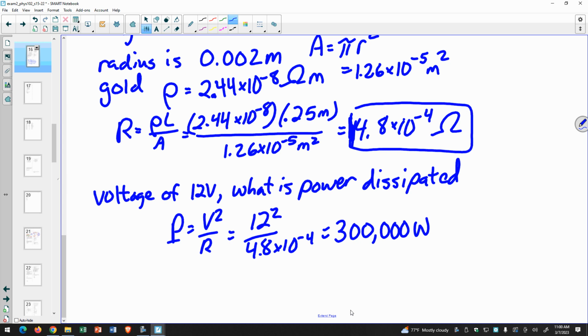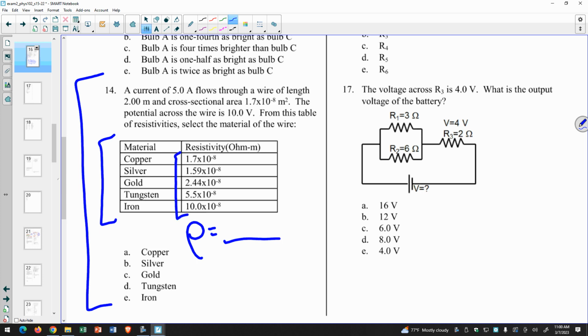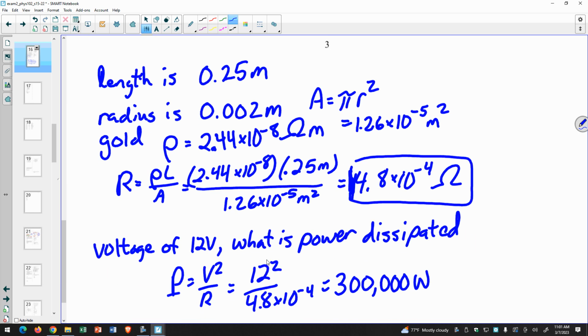You'll have one, I'm pretty sure. I give it on every test, like number 14. But in this case, you have to solve for the resistivity, and you find whatever the resistivity is, and then you go through this table and figure out what the material is. The only equation on that whole problem is that we have to know the area. I give you all the other stuff, but I do expect you to know the area of a circle. I think you do, right? Pi r squared.